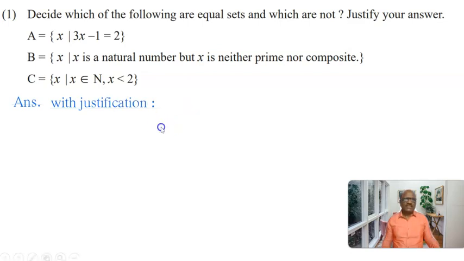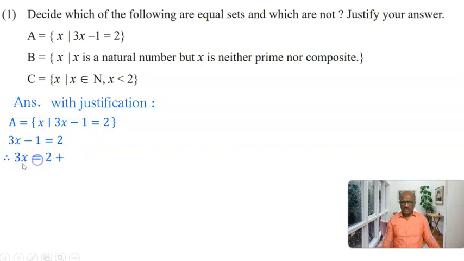Okay, now the answer. A is equals to, in curly bracket x is such that 3x minus 1 is equals to 2. आता हे इक्वेशन आपण सॉल्व करणार. ए मध्ये कुठले एलिमेंट्स येतील. 3x minus 1 is equals to 2. Therefore 3x is equals to 2 plus 1. 3x is equals to 3. x is equals to 3 upon 3 म्हणजे किती येणार तर 1. Therefore the set A has the element 1.